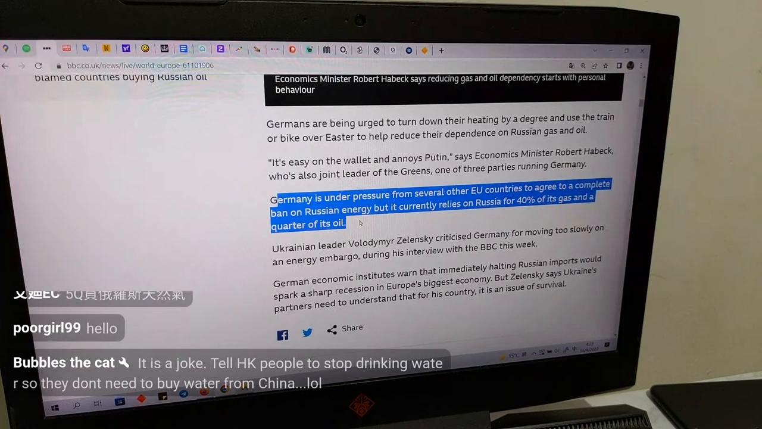This is a joke. Tell Hong Kong people to stop drinking rain water so they don't need to buy water from China. Okay, this is a joke. Germany always makes jokes, just like them providing helmets to Ukraine is also a joke. Now this is another joke for them.